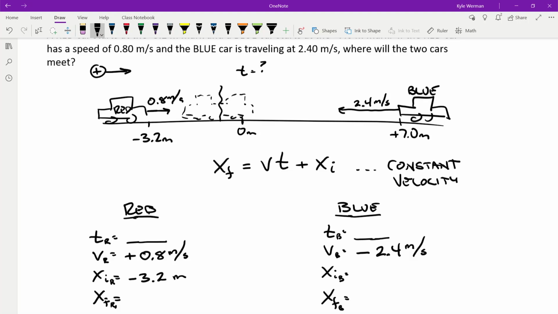Now, in the real world, we might not use negative positions. You might have them, but oftentimes, you'll start at zero and count up. But it's important to understand that you can have negative positions, and so this problem's set up that way. The blue car starts at a positive position, to the right of the origin of 0 meters. And where will they collide? Well, that's going to be right here at some point. Both cars are going to be at that location, but it's unknown.